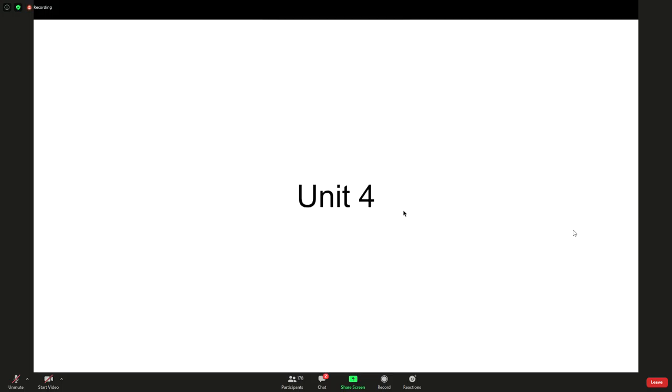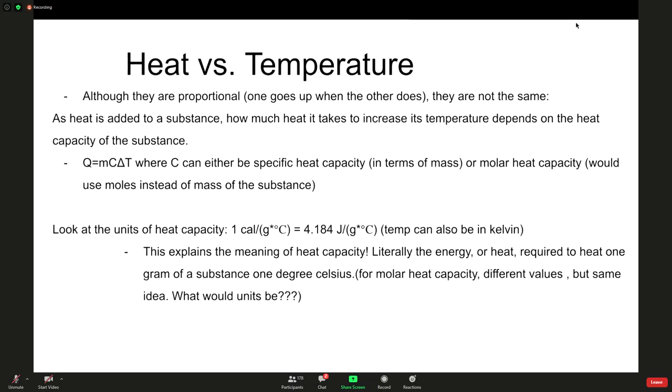Sweet, great. So unit 4, this one's pretty short. But the first thing that I thought was important was heat versus temperature. One will go up when the other goes up, but the important thing to know here is that they're not directly proportional. If the temperature goes up 4 degrees, you're not going to put in 4 joules of heat or something.